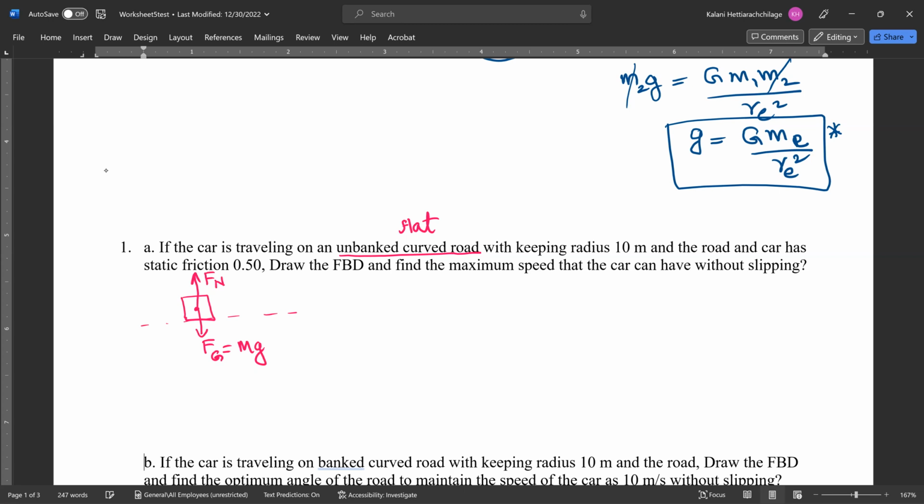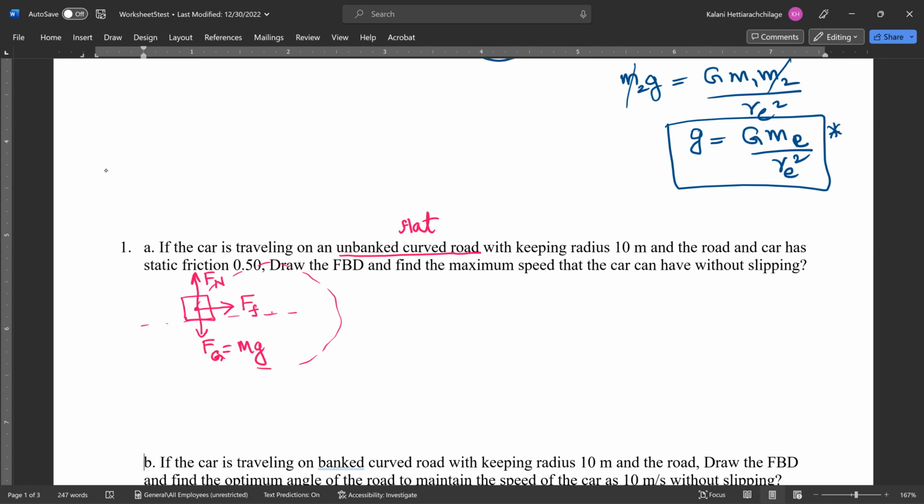In addition to that, this object has a friction force in this direction. This is the friction of the tire on the road. It is toward the center, because this object is going to follow this path. Because of that, there is a static friction between the tires and the road towards the center. That is the centripetal force in this case.